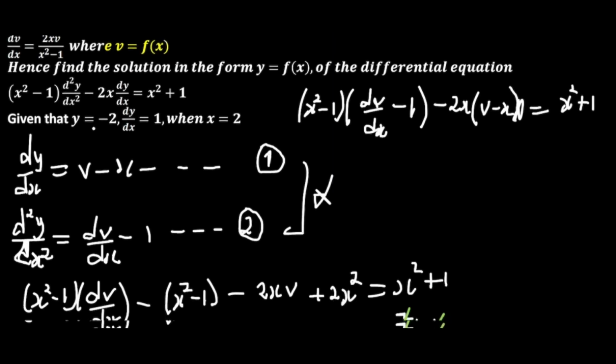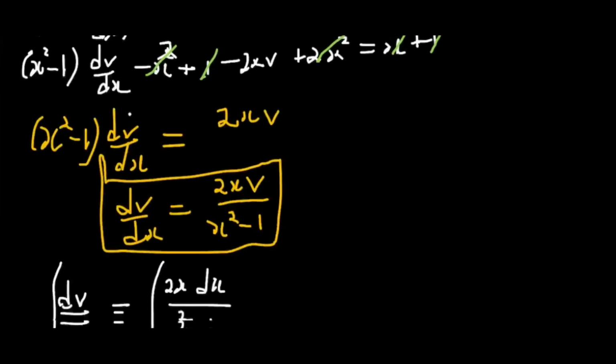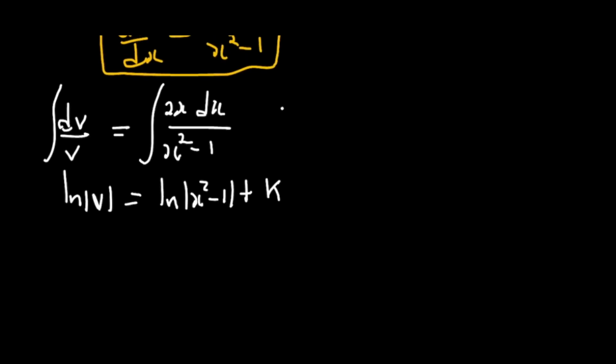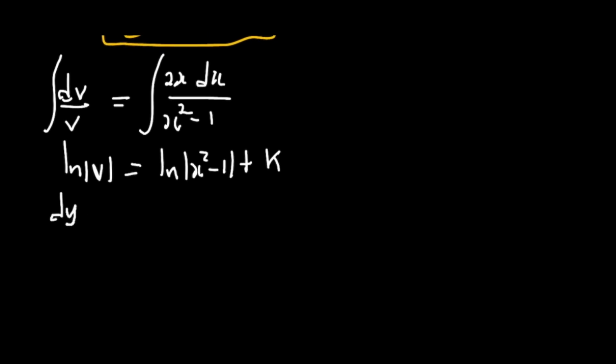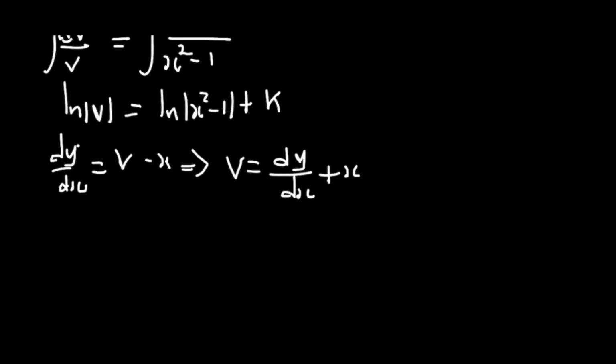So the next thing we need to do is, we have our dy all over dx was v minus x. That's our dy dx was v minus x. So what does this really mean? This means that our v is simply dy all over dx plus x. It's very clear.